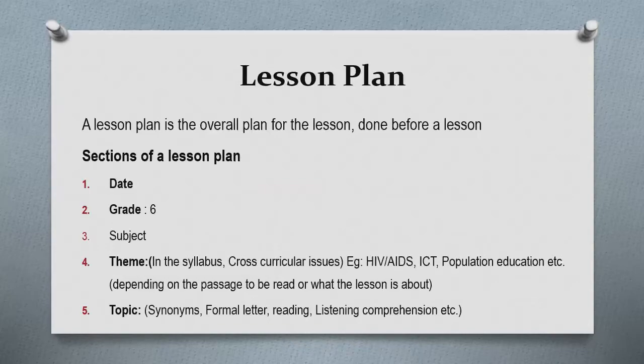For example, number 1, we have the date. You write down the date on which you are delivering your lesson. Let's say that you are delivering your lesson on the 21st of November, you write 21 November 2019. If you are teaching a grade 6 class or a grade 7 class, you write there grade 6. You can even specify if it's grade 6C, if it's only one grade 6, or grade 6A up to D. The subject is English as a second language, because that is the subject you are teaching.